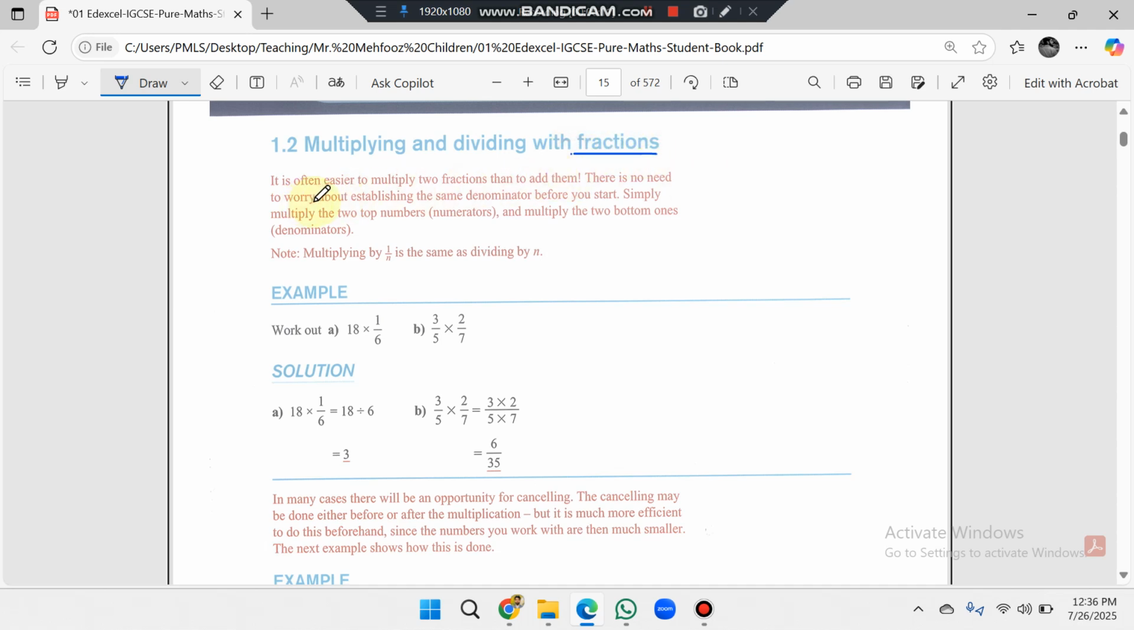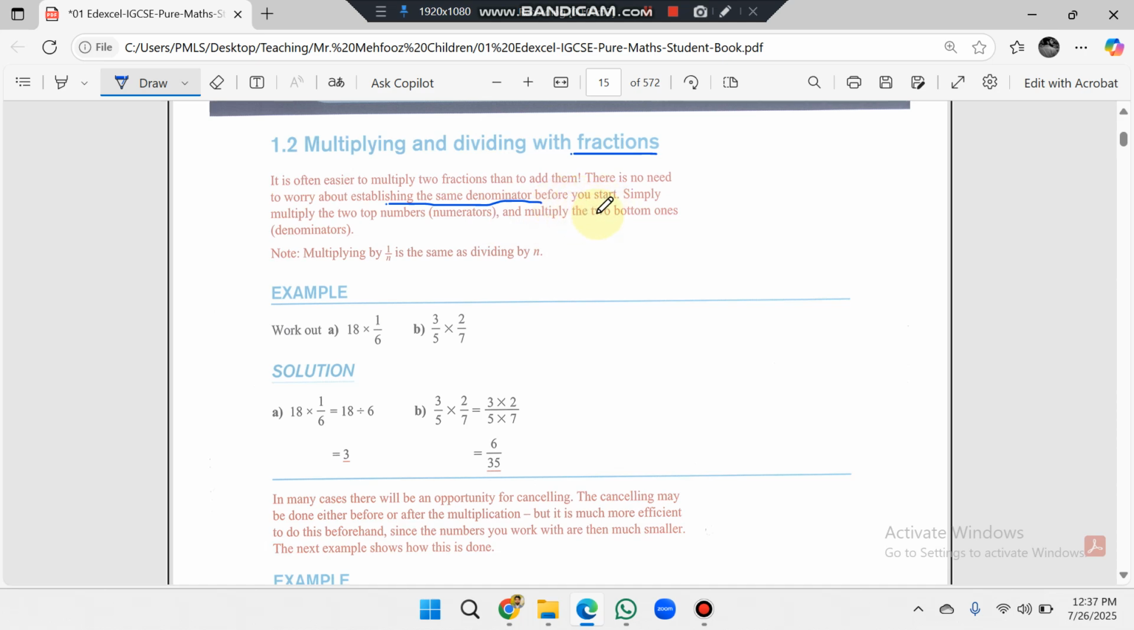So we have done in the previous class the addition and subtraction of fractions, which are improper, proper, as well as mixed fractions, right? It is often easier to multiply two fractions than to add them. There is no need to worry about establishing the same denominator. In the previous video we checked that when we add two fractions we have to establish the same denominator, but in multiplication we do not need to worry about that.